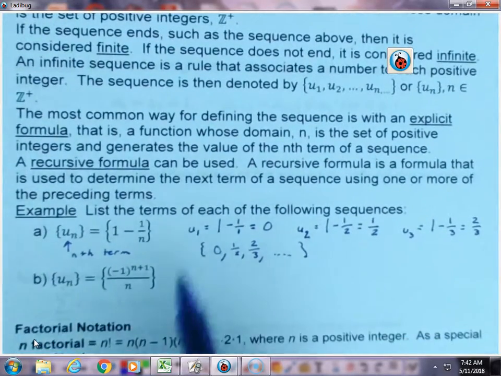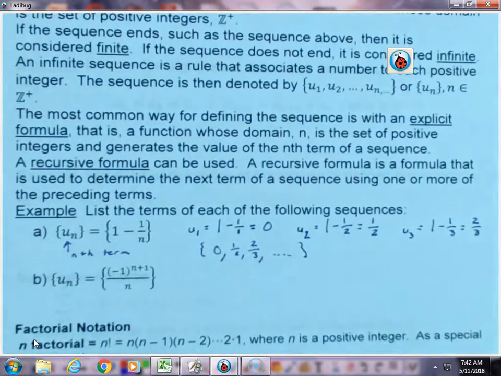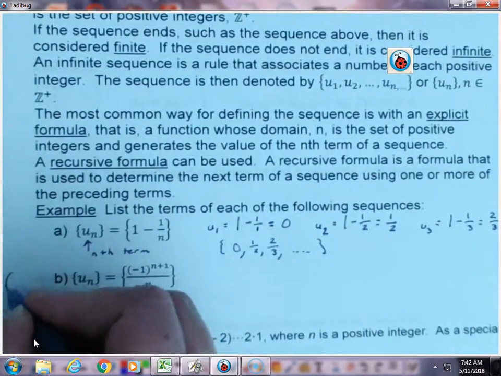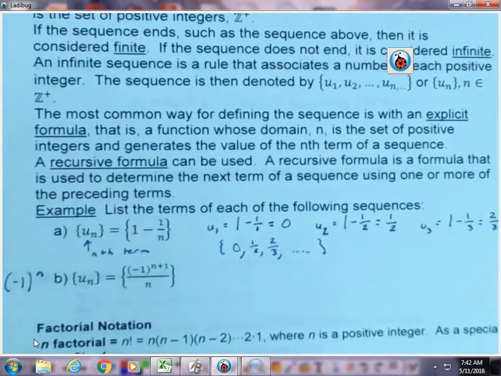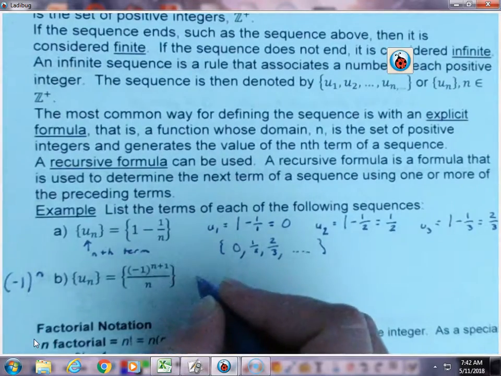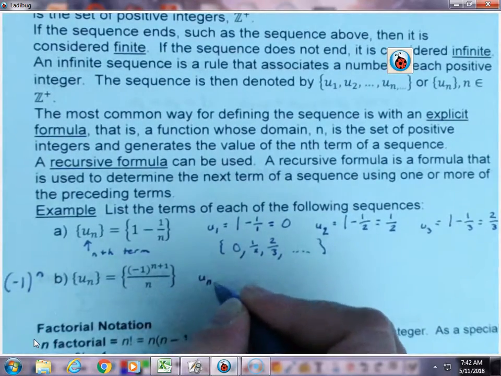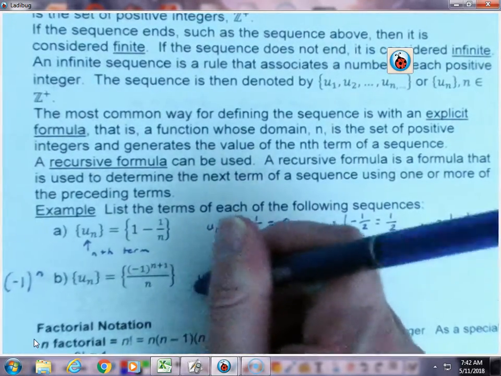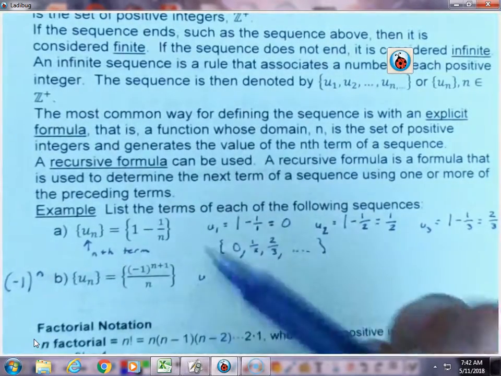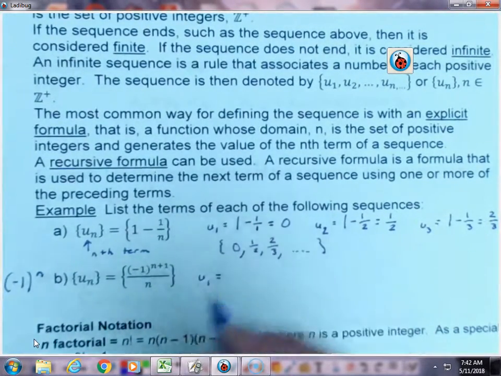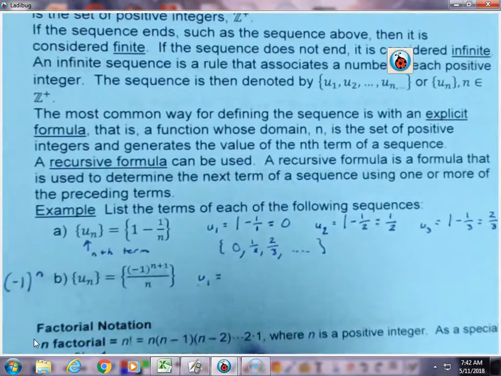Now this negative 1 raised to the n plus 1, if you see that, or if you see negative 1 to the n, the purpose for putting that in there is it makes the signs alternate between positive and negative on your terms. Okay, and you'll see that when we try to substitute in a couple of the values. So like u sub n, let's do u sub 1.